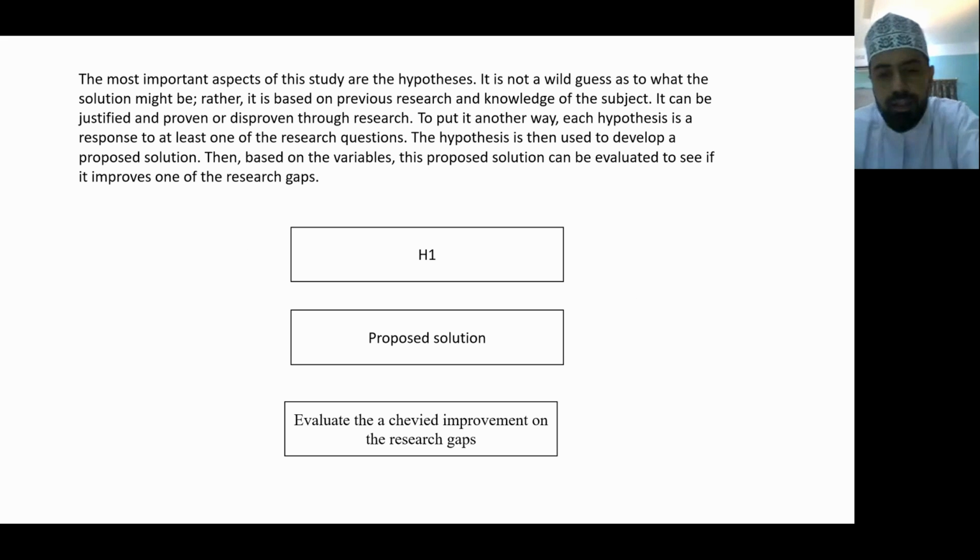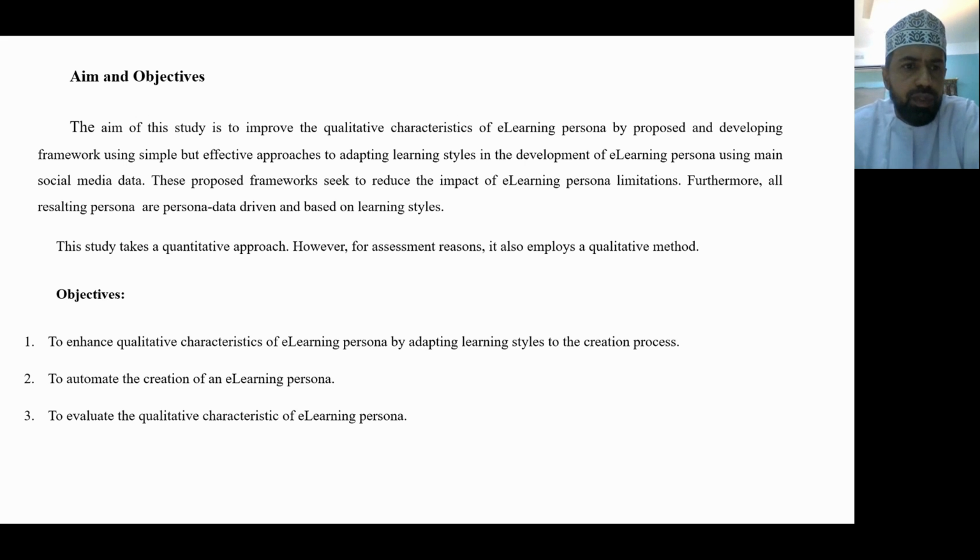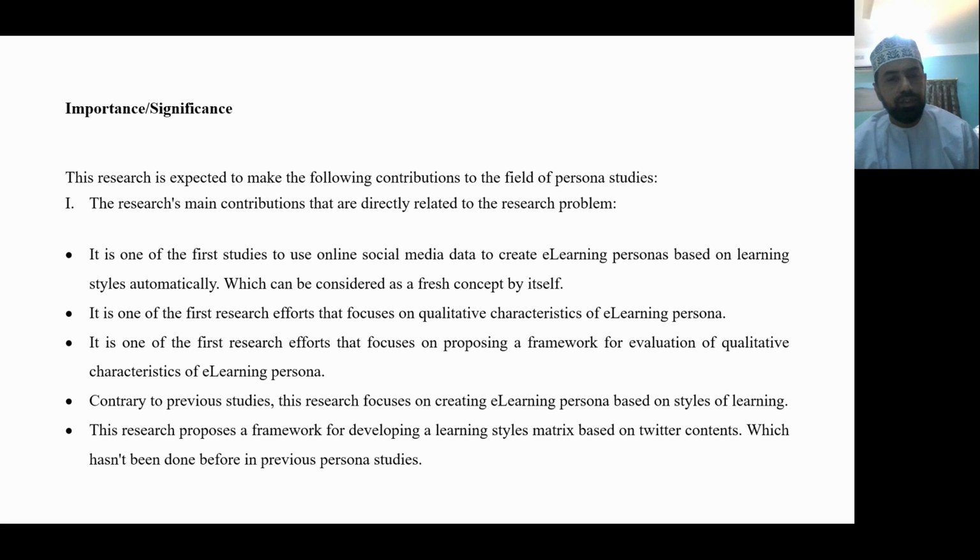In this chart, you can see how this research is designed. We have a hypothesis. According to this, we proposed a solution. Then we evaluate the achieved improvement in the research gaps or variables, for example completeness, cost, and time. We have three objectives: to enhance the qualitative characteristics of e-learning persona by adapting learning style to persona creation, to automate the creation of e-learning persona, and to evaluate the qualitative characteristics of e-learning persona.